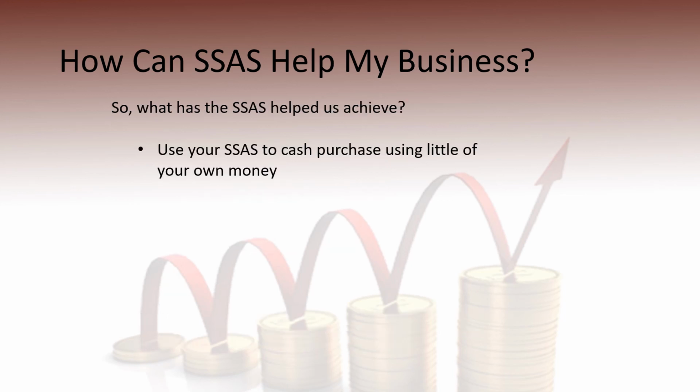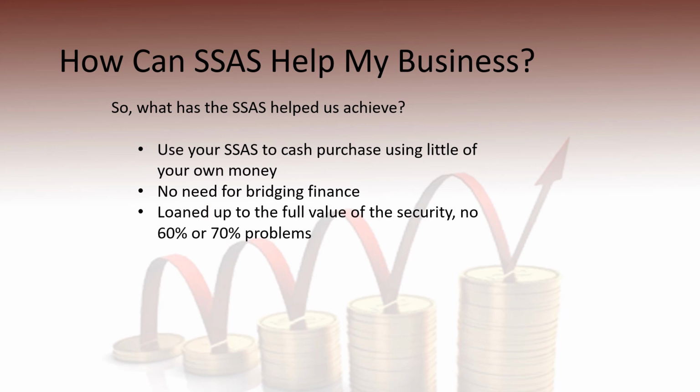Right, so what's the SSAS helped you achieve in that example? It's turned you into a cash buyer. You've used little of your own money to actually physically purchase the asset. No need for bridging finance. You've loaned up to the full value of the security, including interest. So no problems with people saying they'll loan you 60% of the actual value, 70%. No, you can go up to, including the interest, 100% of the value.